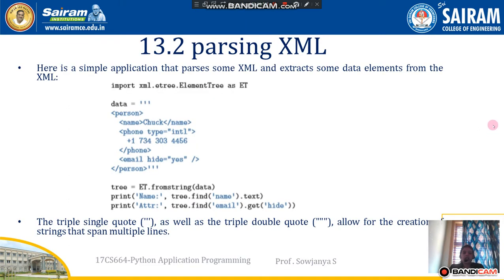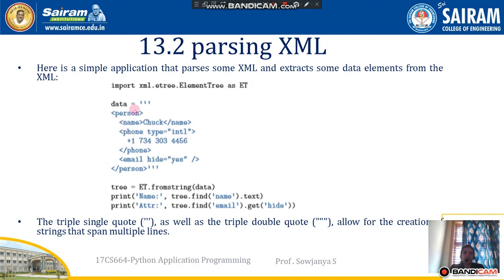The next topic is parsing XML, how we can parse elements in the extensible markup language. We'll discuss one small example, a small application which parses some XML and extracts some data elements from the element. You can have a look at this example. Make sure we are importing xml.etree.ElementTree as ET. We are writing it in the short form ElementTree as ET.